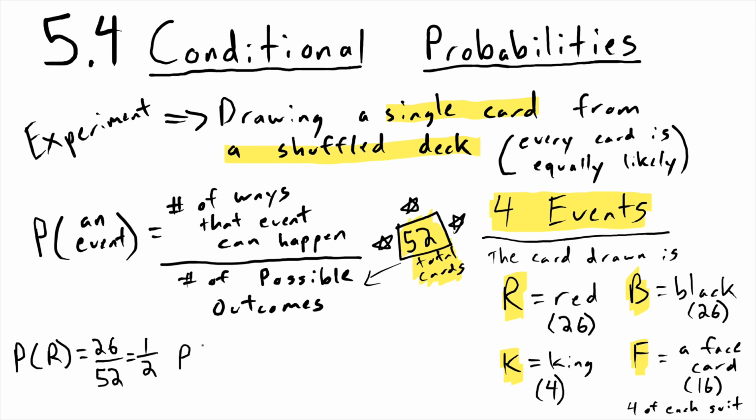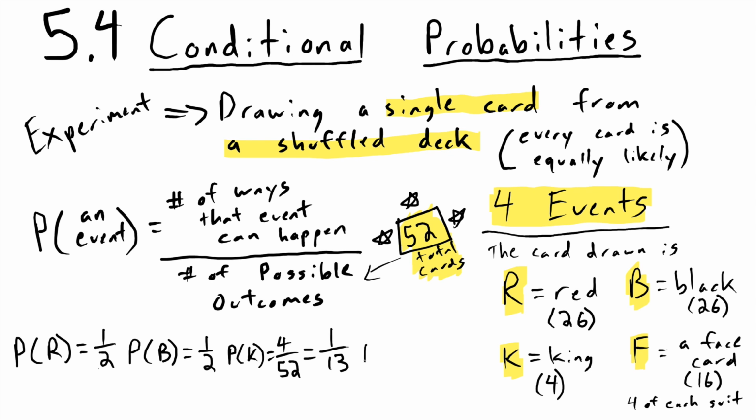We could also say the probability of getting a black card is the same thing. The other half of the deck is black, so the probability of getting a black card is 1/2. And the probability of getting a king is going to be 4 over 52, and this simplifies down to 1 over 13. And then lastly, the probability of getting a face card is going to be 16 over 52, which simplifies down to 4 over 13.